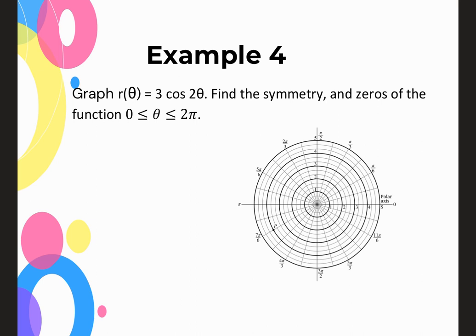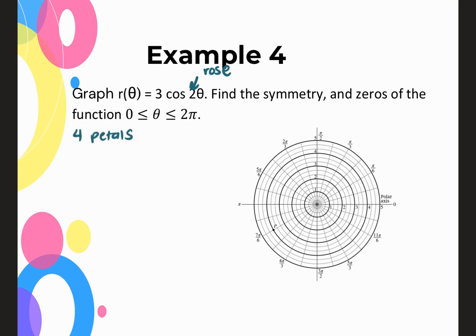All right, let's graph one of these. So this says graph r of theta equals 3 cosine 2 theta. You're going to find the symmetry, and this time we're going to find the zeros of the function. We'll go back and talk about that. So first of all, we know it's a rose because it's got a multiple angle in there. What do we know about the number of petals? It doubles. So how many petals are there this time? 4. There are 4 petals.